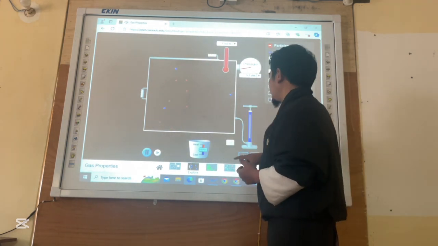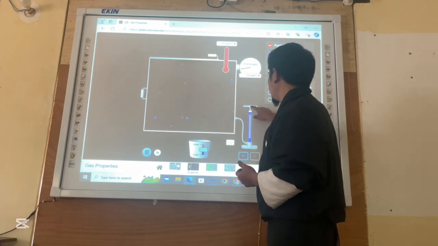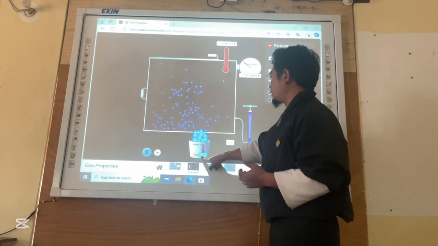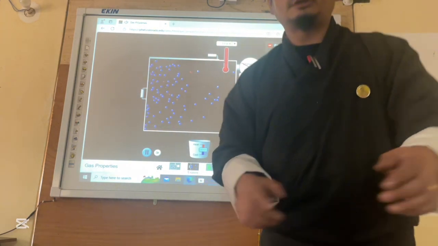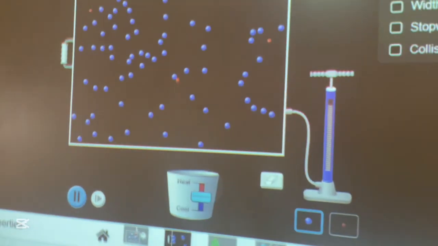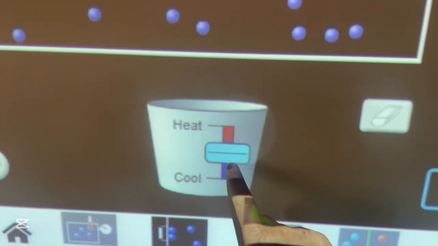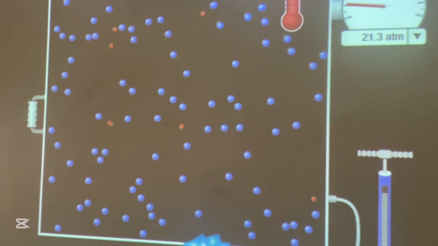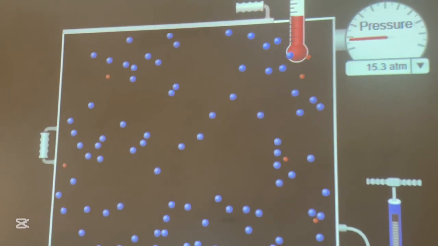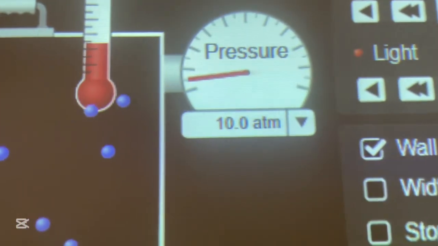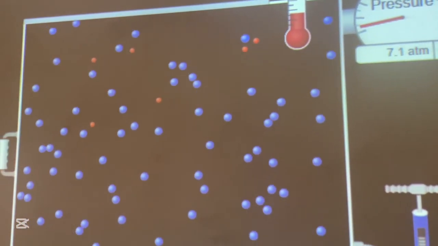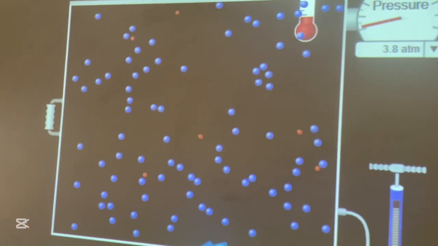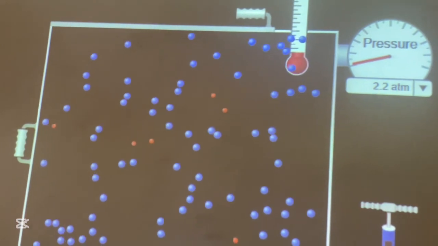Now, if I introduce more particles like this, and then lower the temperature, then the particles' movement will decrease, and the pressure will also decrease. The kinetic energy of the molecules has decreased. As a result, pressure decreases.